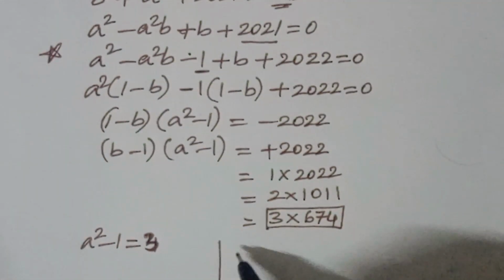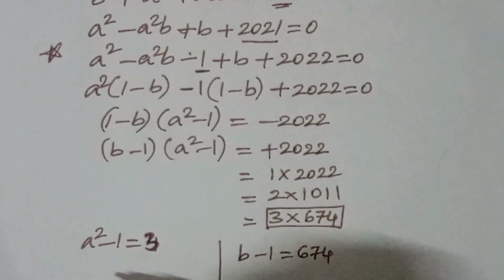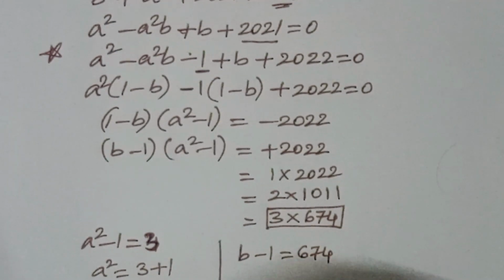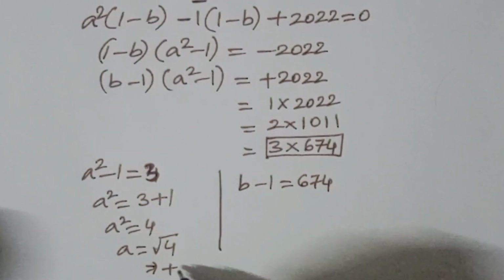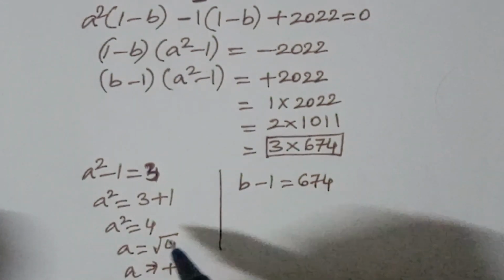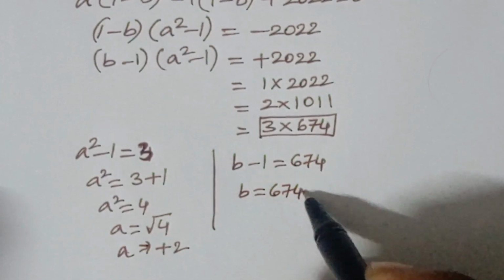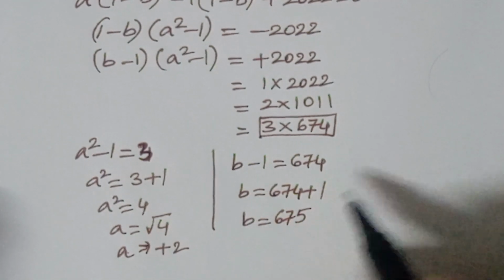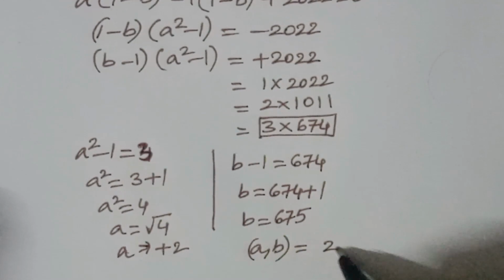And b minus 1 is equal to 674. So a square is equal to 3 plus 1. A square equal to 4. A is equal to root 4. We are taking natural numbers, so a value is plus 2. Now here b is equal to 674 plus 1. B is equal to 675. Therefore, the value of a, b are 2, 675.